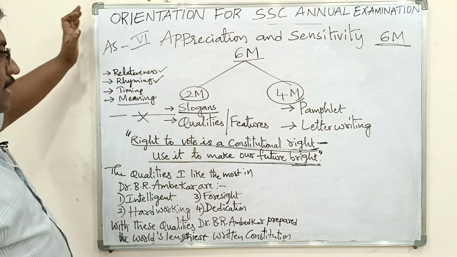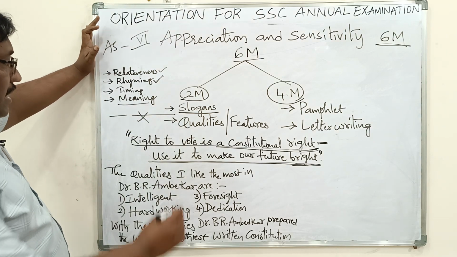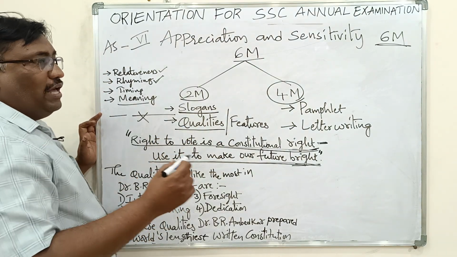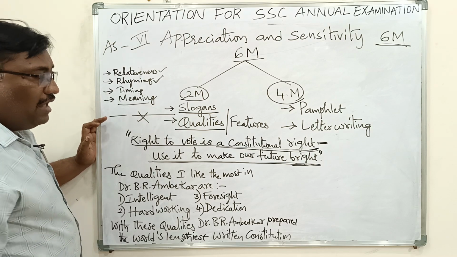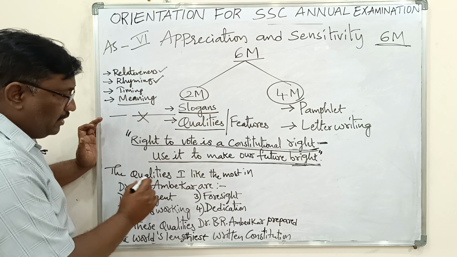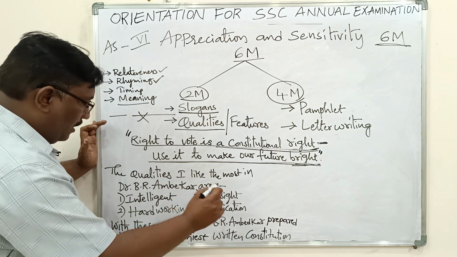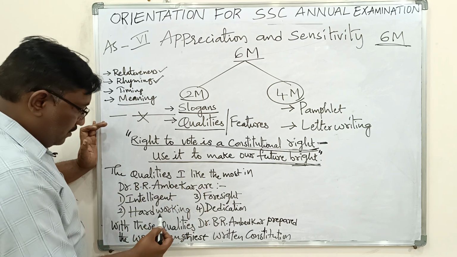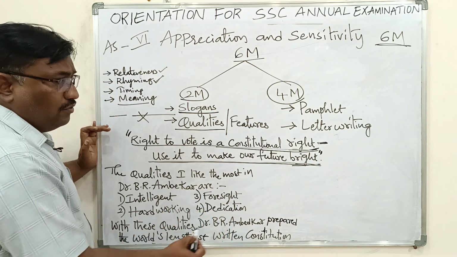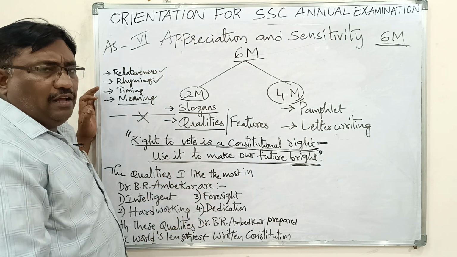Coming to the qualities or features. For example, the question: what qualities do you like the most in Dr. B.R. Ambedkar and why? So, the answer is: the qualities I like the most in Dr. B.R. Ambedkar are his intelligence, hardworking nature, foresight, dedication. These are the 4 qualities which I have chosen. You can write others also, no problem.